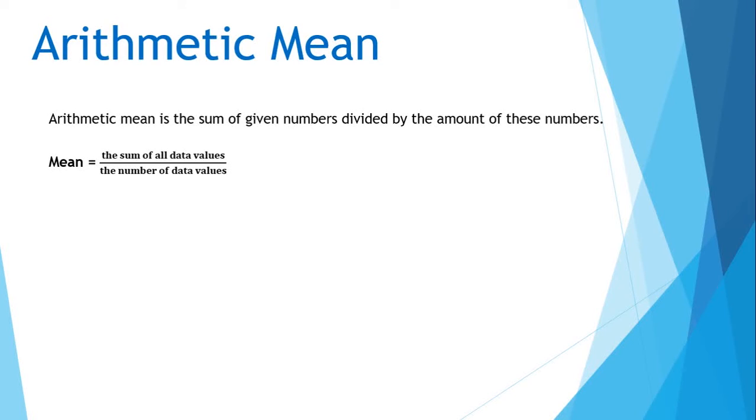Arithmetic mean is the sum of given numbers divided by the amount of these numbers. For example, we have a set of numbers 3, 7, 4, 8, and 13. To find the arithmetic mean of these numbers, we should add up all of them and divide by their amount. So it will be (3 plus 7 plus 4 plus 8 plus 13) divided by 5, which equals 7.